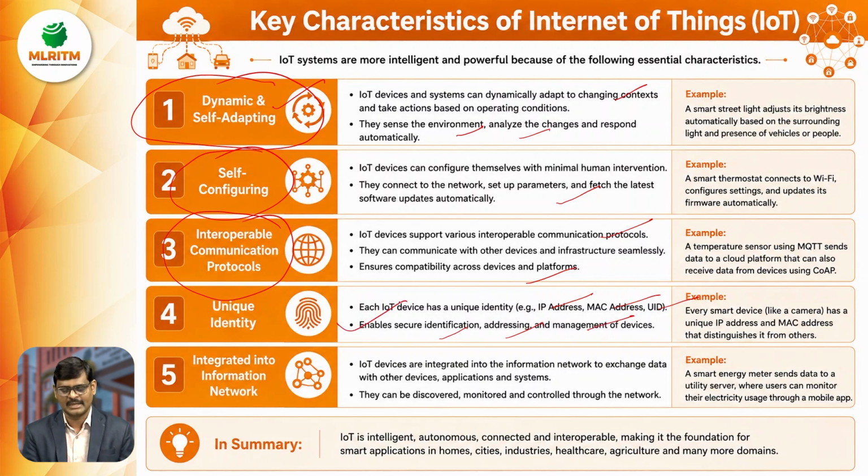Individual devices are assigned a unique identity and integrated into the information network. These IoT devices are integrated into the information network to exchange data with other devices, applications, and systems, so they can be discovered, monitored, and controlled through the network. In summary, IoT is intelligent, autonomous, connected, and interoperable, making the foundation for smarter applications in home, cities, industry, healthcare, and agriculture, and many other domains.